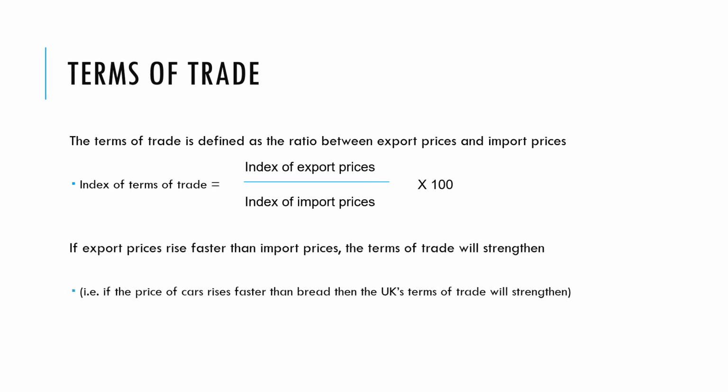And so we can calculate this times by 100 to get an index of the terms of trade. We can see from the maths that if export prices rise faster than import prices, the terms of trade will strengthen. This is good for our economy. If the price of cars rises faster than bread, then the UK's terms of trade will strengthen. If import prices rise faster than export prices, the terms of trade will deteriorate. This will be worse news for our economy.